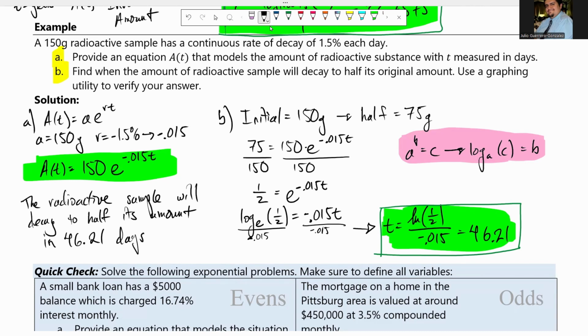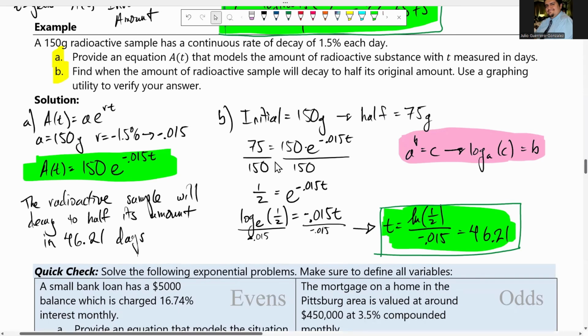If we start off with 150 grams of this radioactive sample, and it decays at a continuous rate of change of 1.5% each day, then in a little more than 46 days, it'll reduce down to half. You'll have 75 grams of your radioactive sample left. Cool? Simple enough? All right, cool.